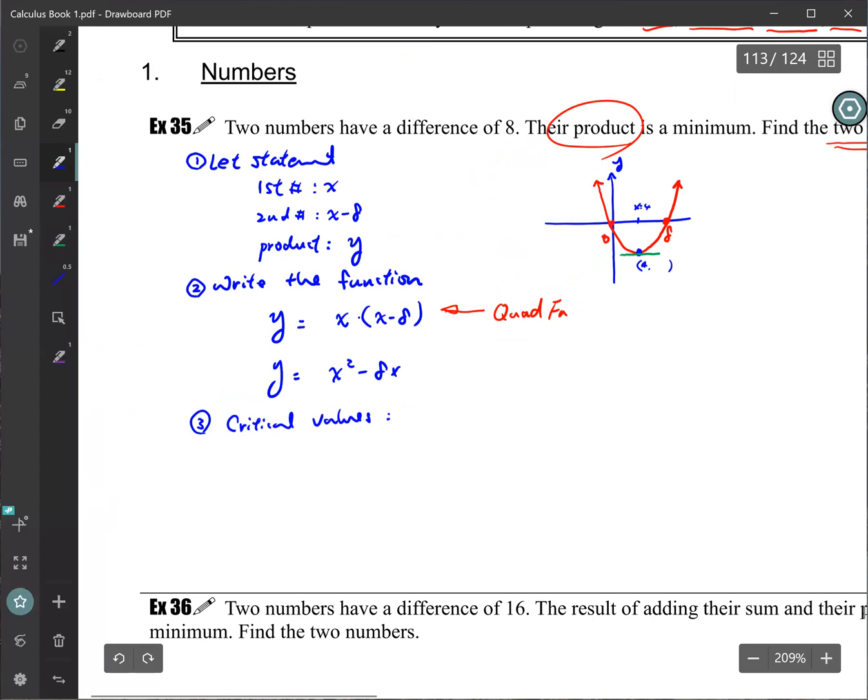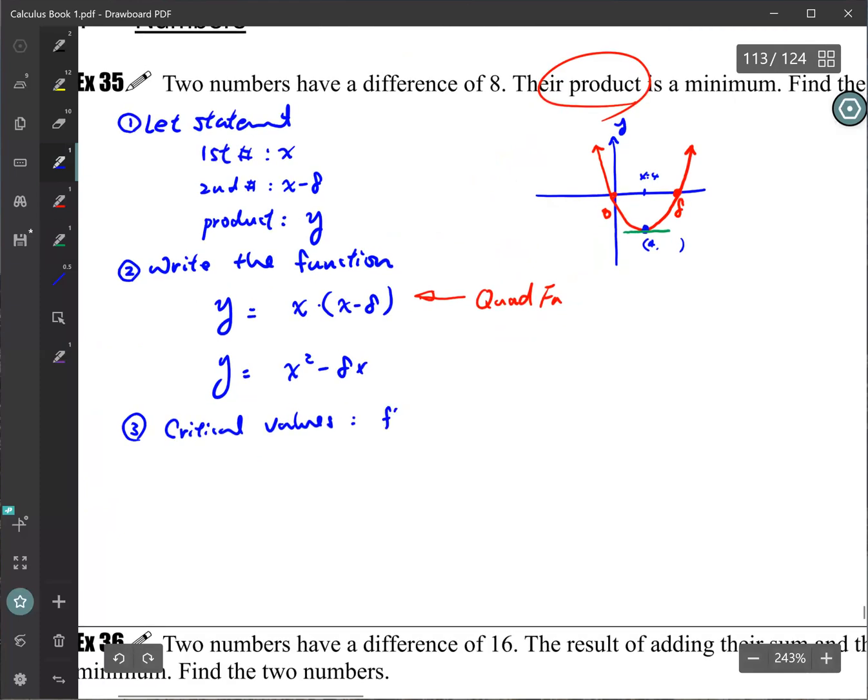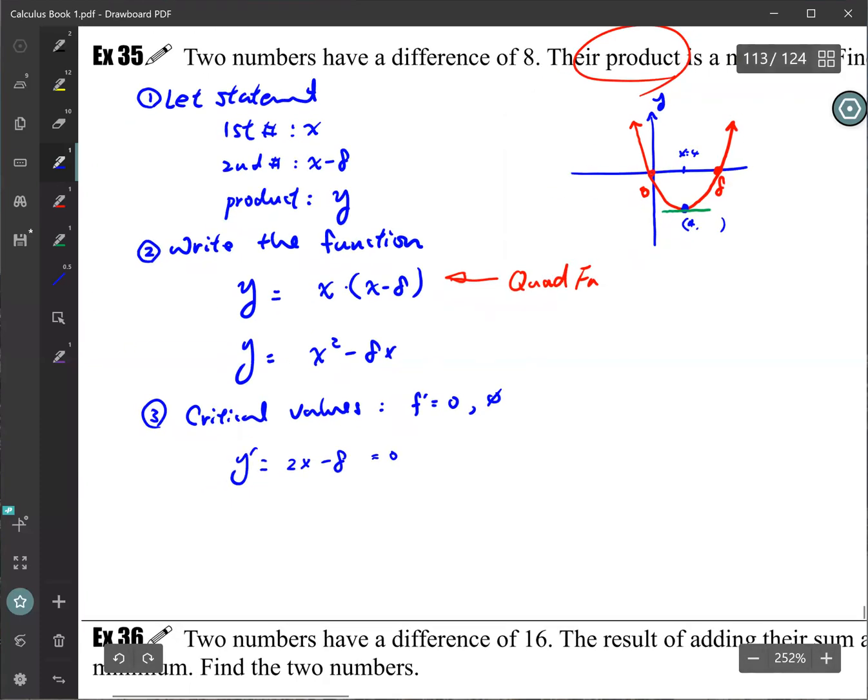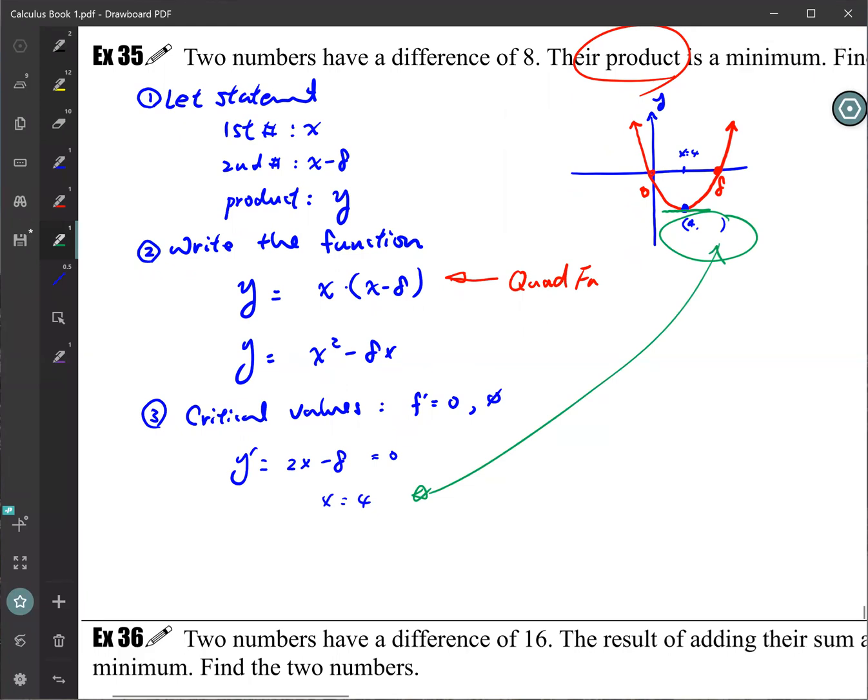Okay, to find critical values, you either make the prime equal to 0 or undefined, right? So we will find the derivative now. So y prime equals, this one is pretty easy, right? 2x minus 8. And then we make this slope equal to 0, right? There is no way for this to become undefined, right? So x equals 4, which matches our prediction here, right? So you see, without completing the square, we can find the location of the minimum very fast, right?